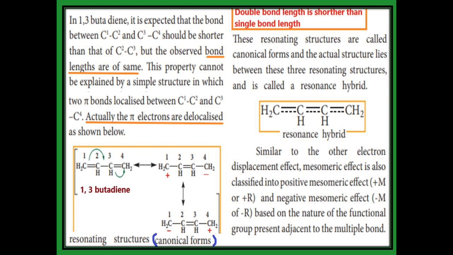What are pi electrons? Where the pi electrons are present: in the first and second carbon, the double bond possesses pi electrons. The same way, the third and fourth carbon also have a double bond. Here also pi electrons are present, but these pi electrons are delocalized.